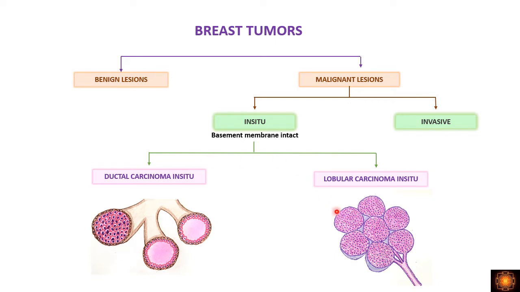Another one is lobular carcinoma in situ, where the tumor cells are confined to the alveoli in the lobule. So you see here the intact myoepithelial cell layer is present and the cells are confined to the alveoli, and this is the duct. So from the duct we have ductal carcinoma in situ, and from the alveoli in the lobules we have lobular carcinoma in situ, but both of them have an intact myoepithelial cell layer.